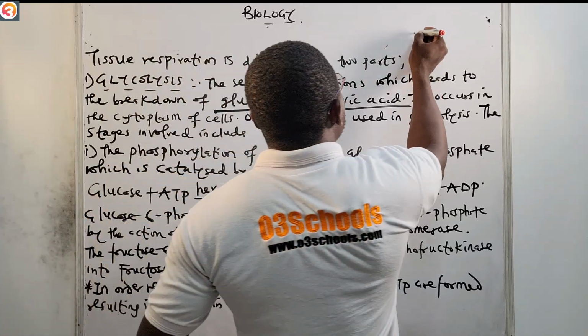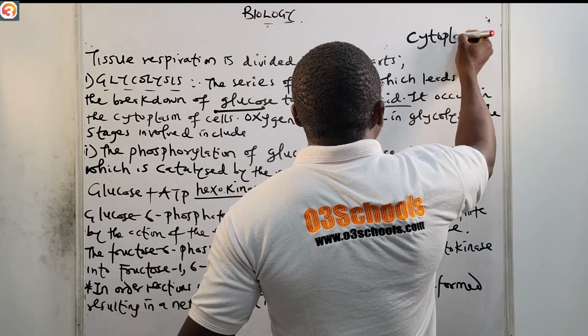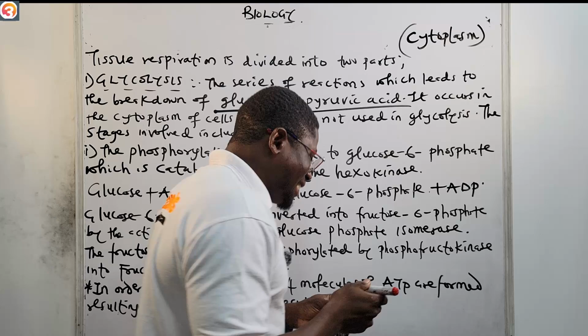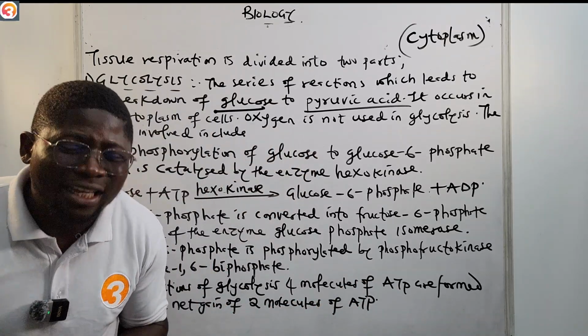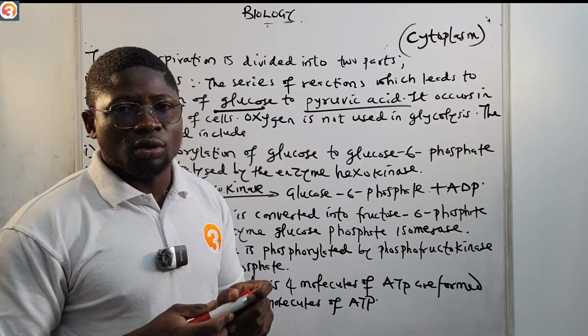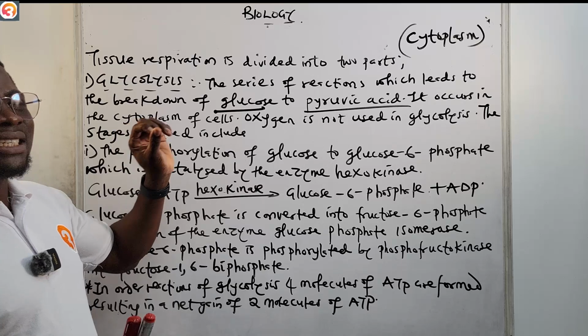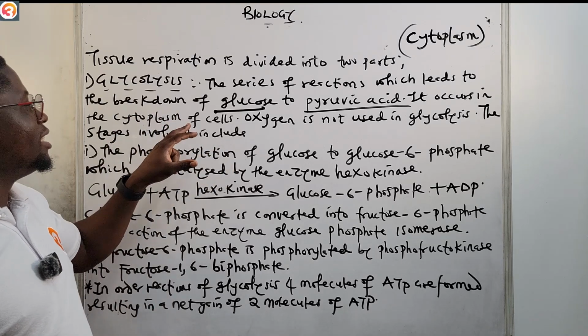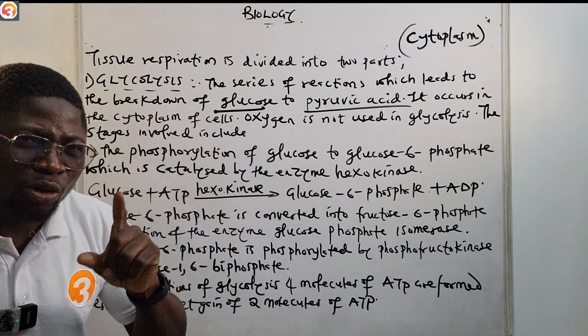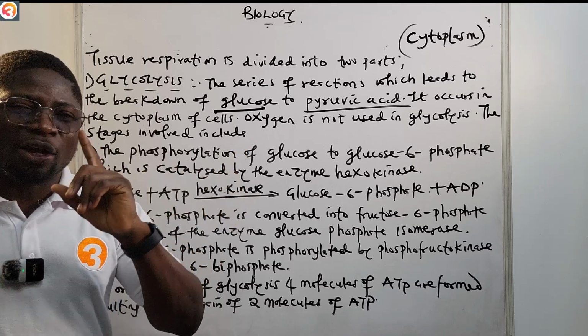It occurs in the cytoplasm of cells. Take note of it. It is a past question. So glycolysis occurs in the cytoplasm of cells. And note that oxygen is not used in glycolysis.